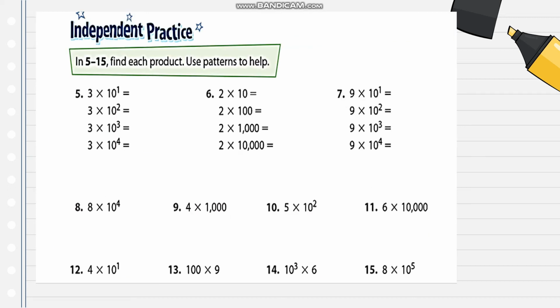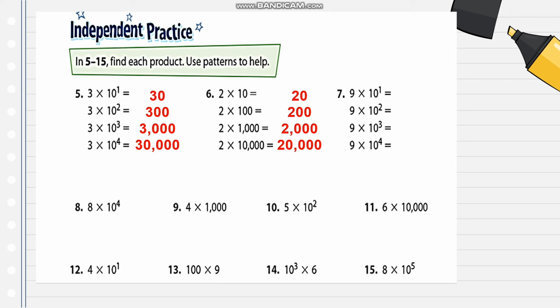Now, find each product and use patterns to help. 3 multiplied by 10 to the first power, 30. 3 multiplied by 10 to the second power, 300. 3 multiplied by 10 to the third power, 3,000. 3 multiplied by 10 to the fourth power, 30,000. 2 multiplied by 10 is equivalent to 20. 2 multiplied by 100 is 200. 2 multiplied by 1,000 is 2,000. 2 multiplied by 10,000 is 20,000.